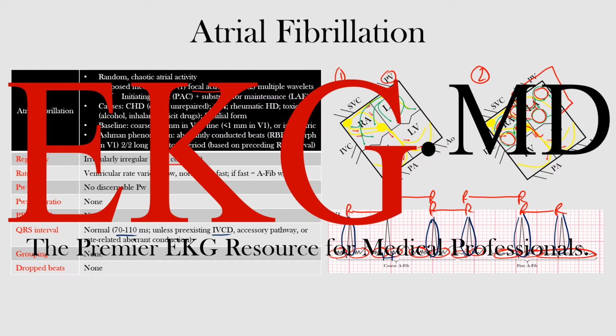And we said if the response is fast, so if it's a fast rate above 100, then we call this AFib with RVR. So if the response rate, meaning the ventricular, the QRS complexes, is fast, we call that AFib with RVR.